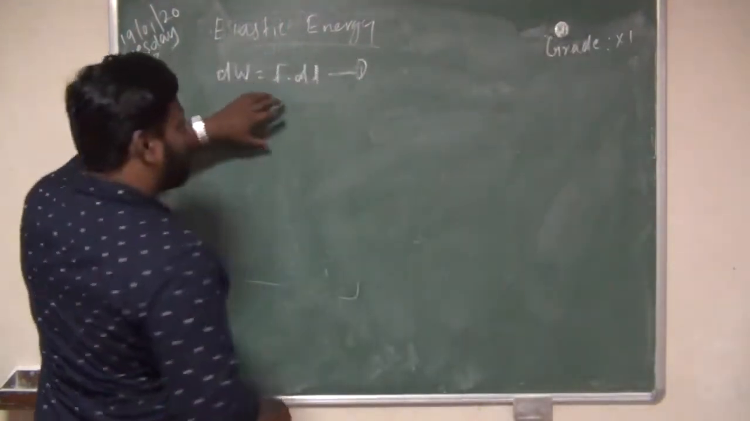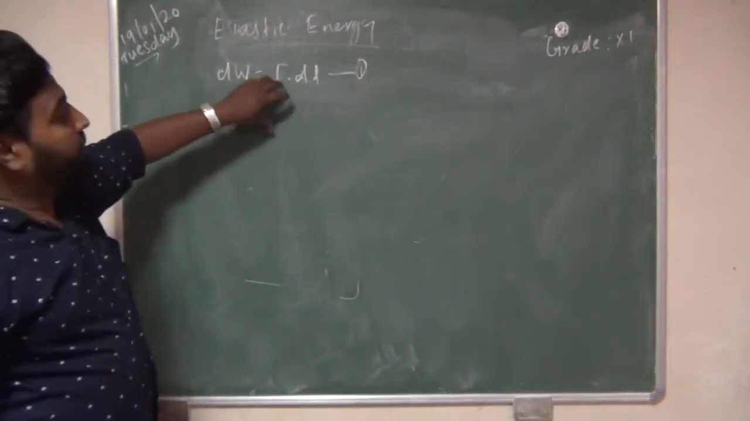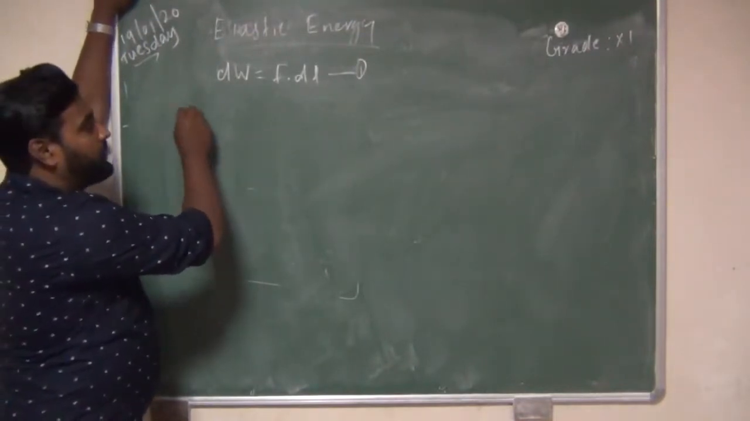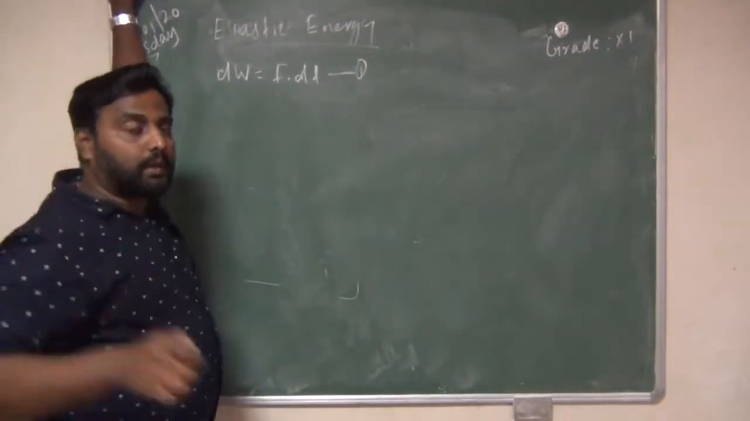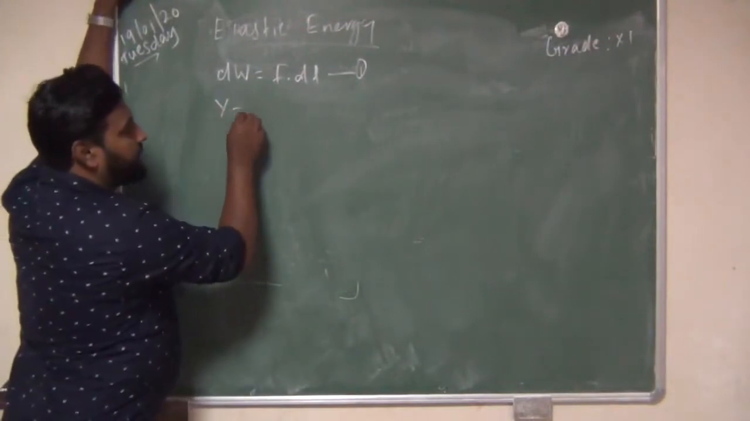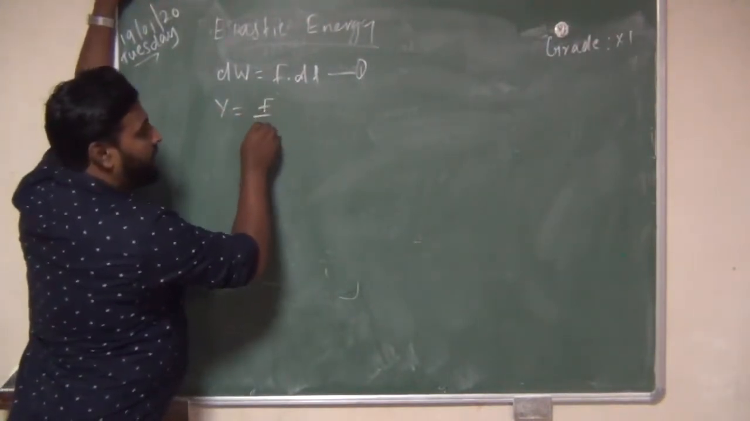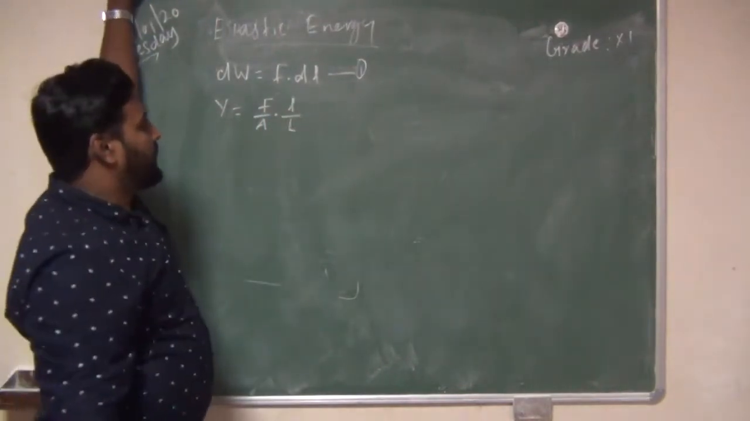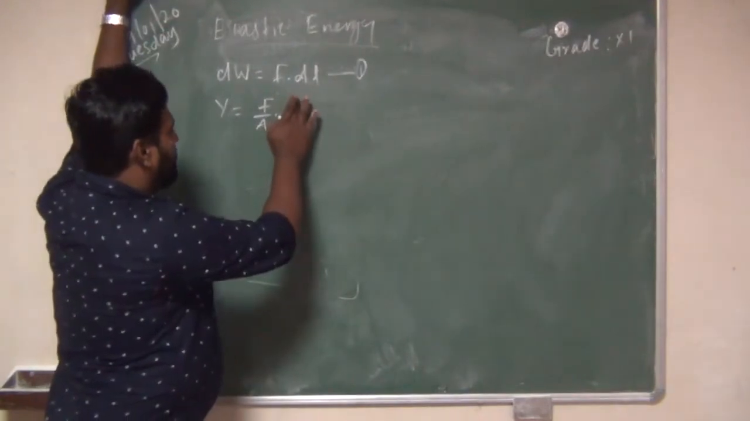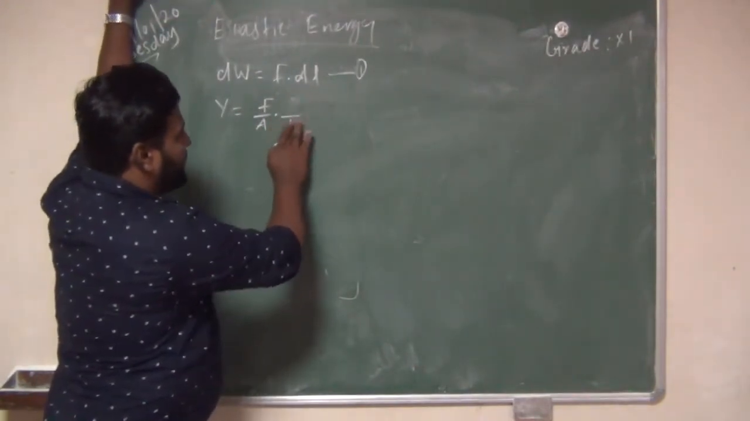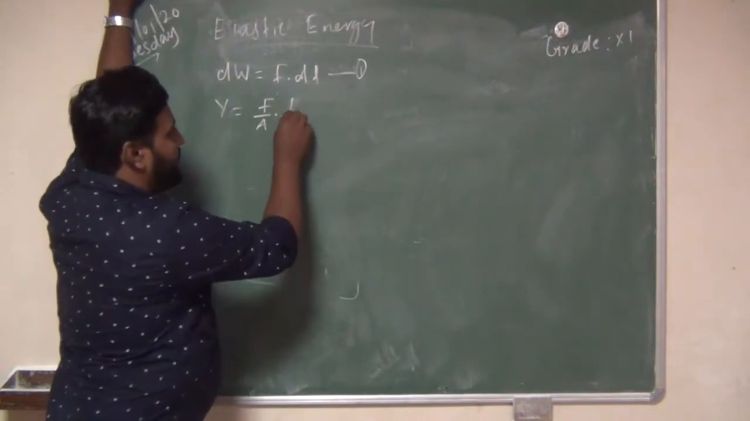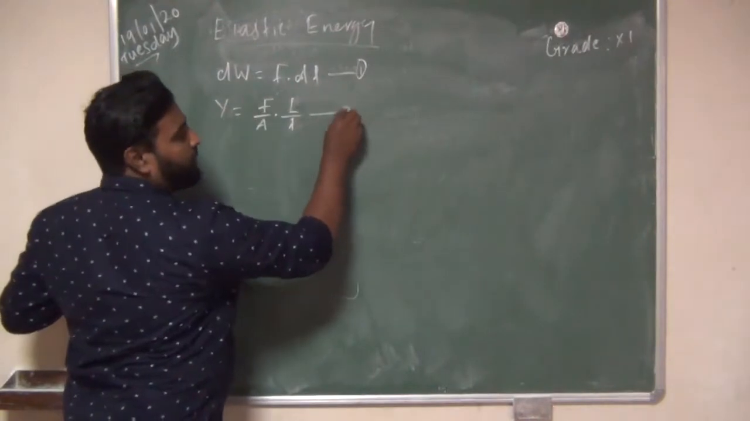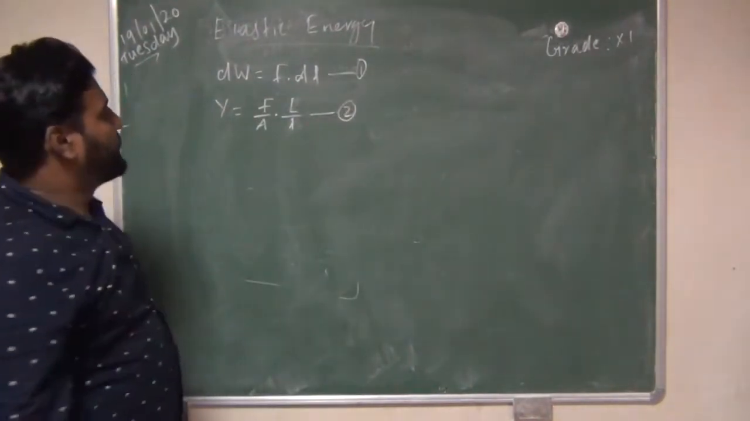So dW is equal to F into dl. This you can take as equation number 1. And now we have to find out the F. To find out this F, we have to use the Young's modulus formula. Y is equal to (F by A) into (L by l). So this is the Young's modulus formula. This you have to take as equation number 2.